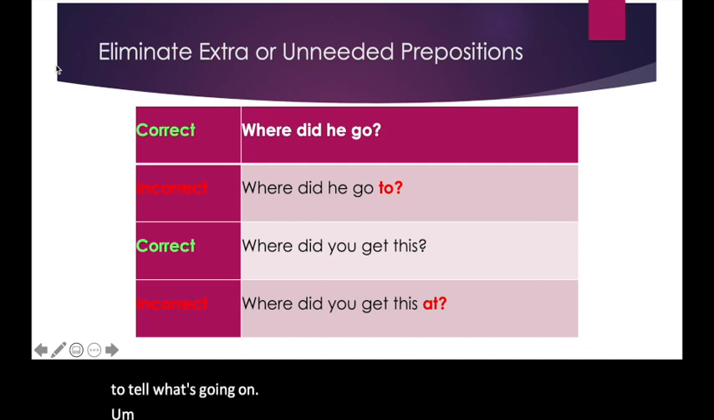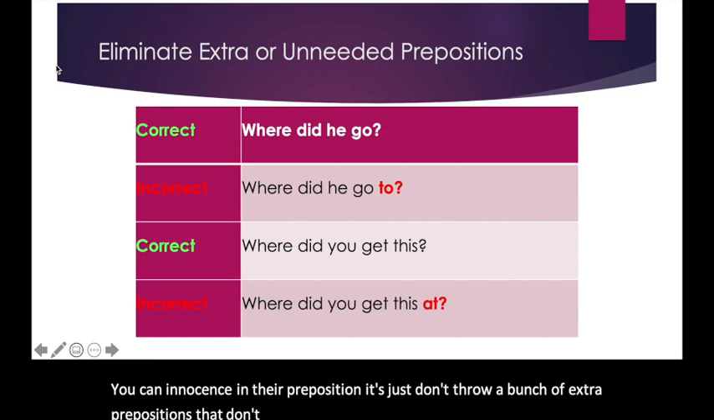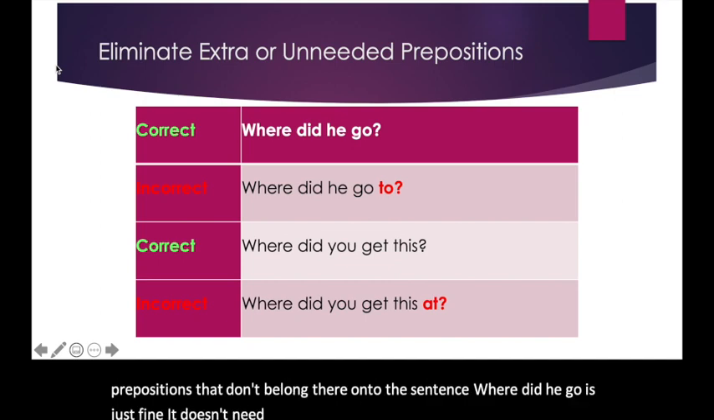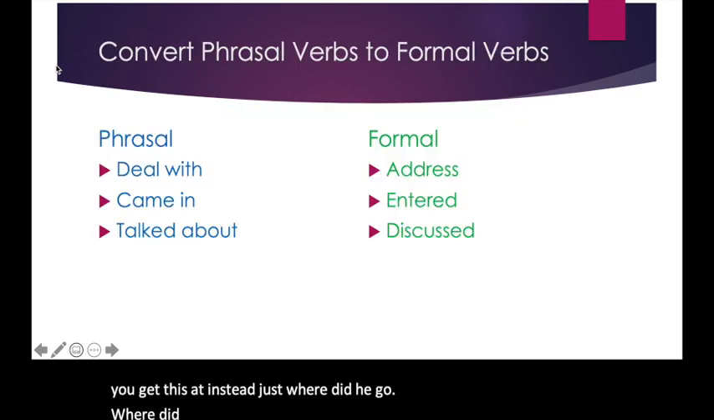You may have heard don't ever end a sentence in a preposition. You can end a sentence in a preposition. It's just don't throw a bunch of extra prepositions that don't belong there onto the sentence. So where did he go is just fine. It doesn't need to be where did he go to or where did you get this at. Instead, just where did he go? Where did you get this?